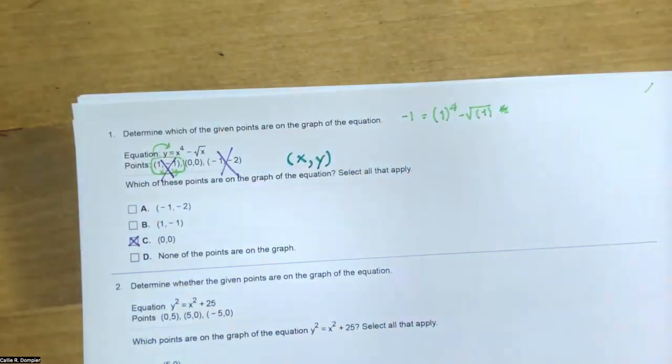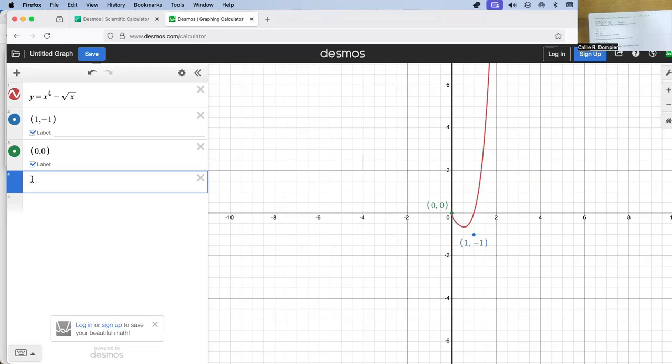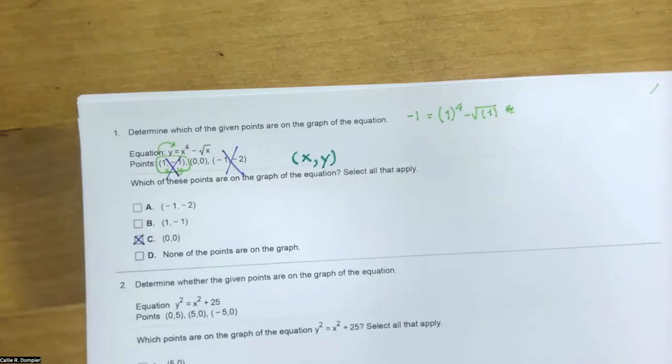So if I go back to Desmos, (1, negative 1) we said was not on the line, and then we have (0, 0), and you can ask Desmos to label it for you. And then we have the point (negative 1, negative 2), and you can see that it looks like (0, 0) is on the line. (1, negative 1) is definitely not on the line, and (negative 1, negative 2) is definitely not on the graph of the equation. Shouldn't call it a line. I should call it a graph because it's not a straight line.